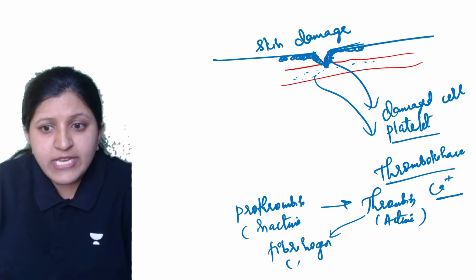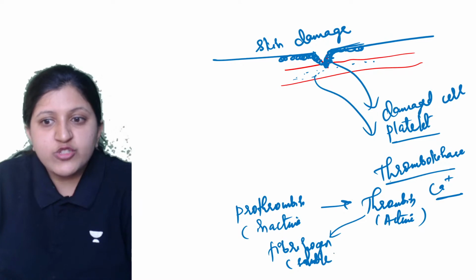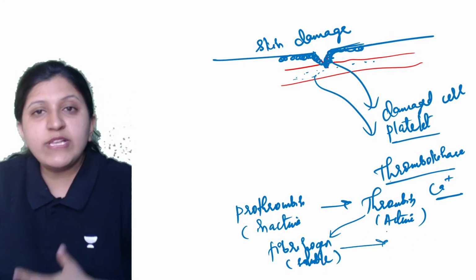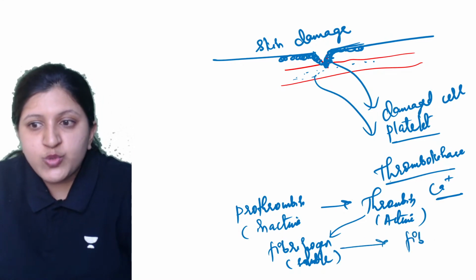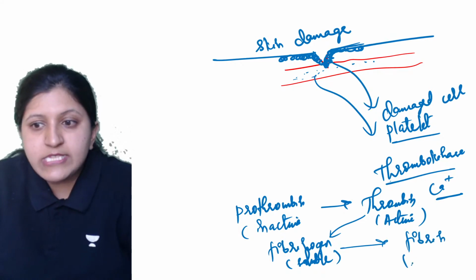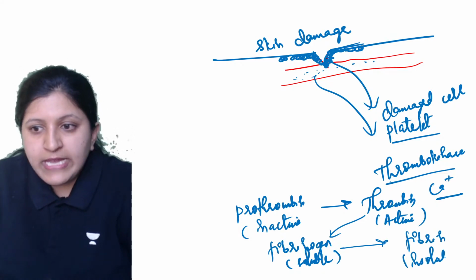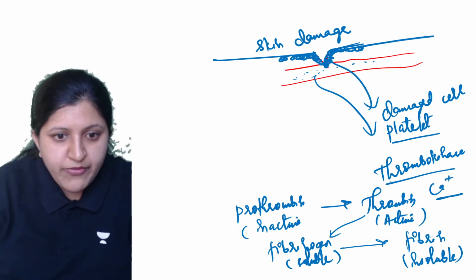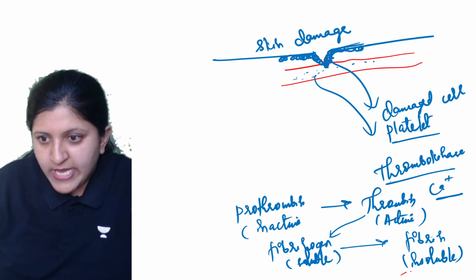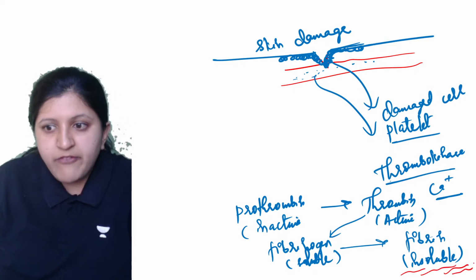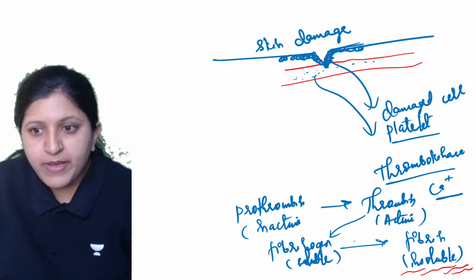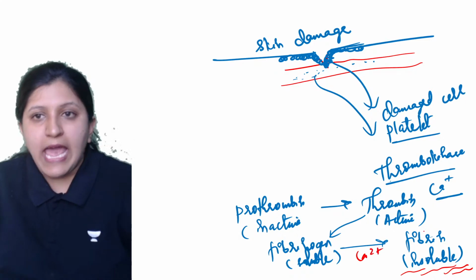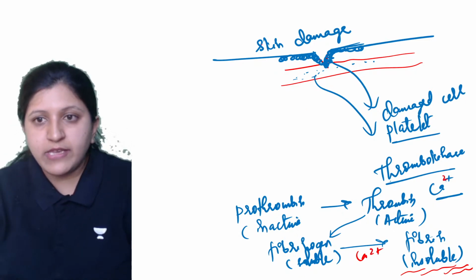Fibrinogen is actually soluble. Now this fibrinogen will be made into fibrin, which is insoluble. Once the insoluble fibrin is formed, let's say it is a thread formation, like this, once it is acted on by the thrombin. This will also require calcium, so calcium is required here as well.